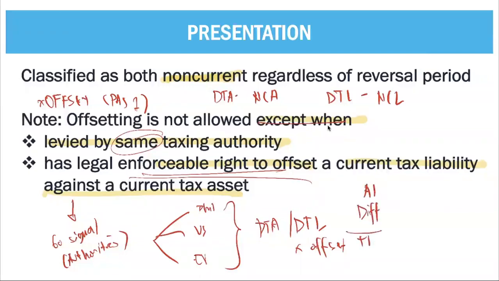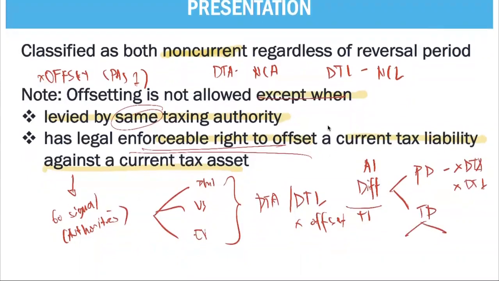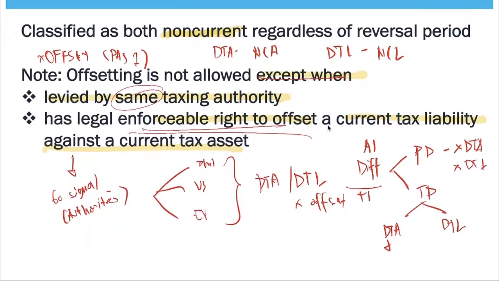And there are differences here. Your differences are your permanent differences and your temporary differences. Permanent differences: no deferred tax asset, no deferred tax liability. Temporary differences: you have a deferred tax asset and deferred tax liability. There is a tax asset if there is a future deductible amount or a deductible temporary difference. There is a tax liability if you have a future taxable amount or a taxable temporary difference.